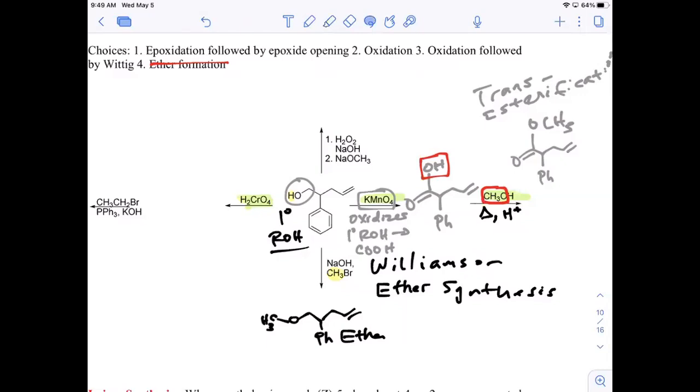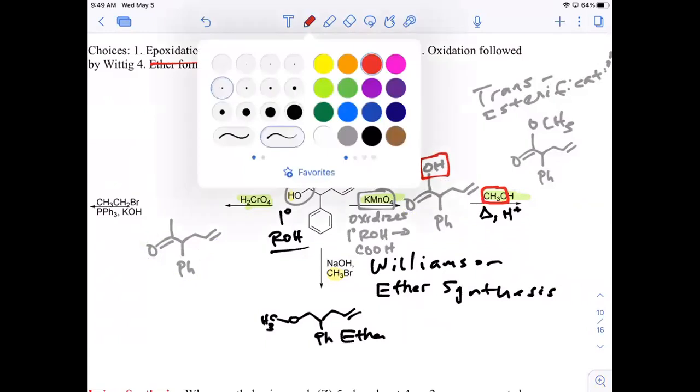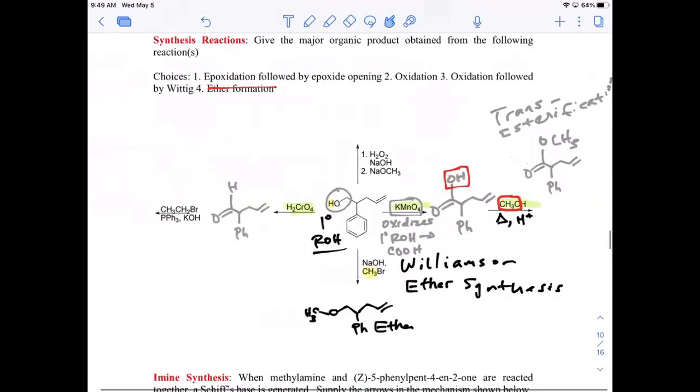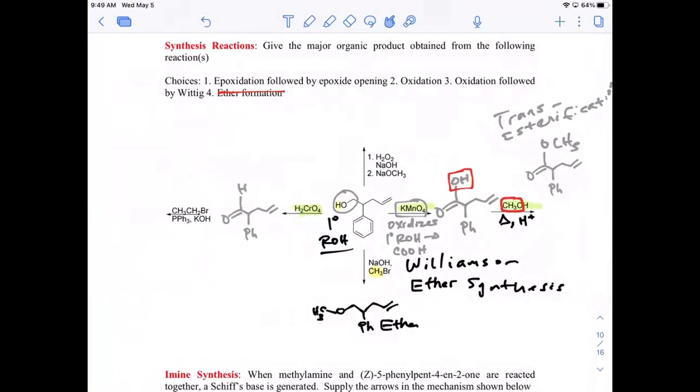I'm going to cheat. I'm going to copy this from over here. So it's going to convert that into an aldehyde. Very good. I'm going to fit that right up in that little spot. All right. Now I've got an aldehyde after that first step. That's an oxidation. What about the second step?